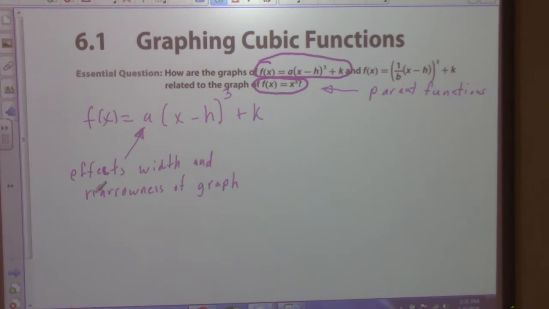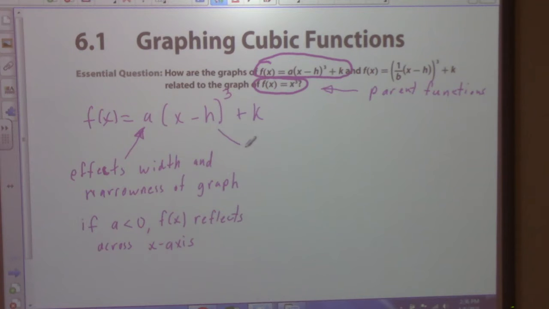So let's put it this way. If a is less than 0, then f of x reflects across the x-axis. Is that what you meant, Jay? Okay, so that would be the properties of a.